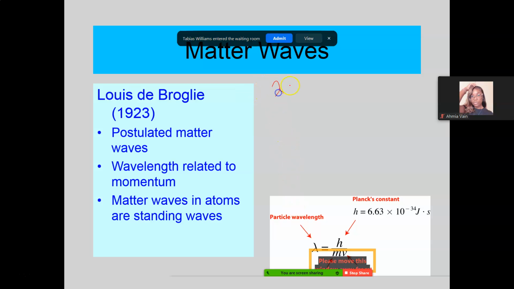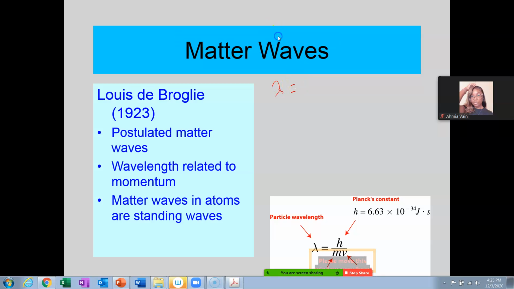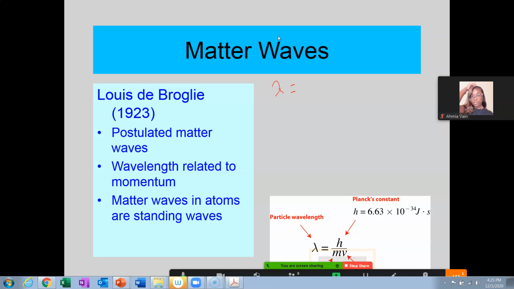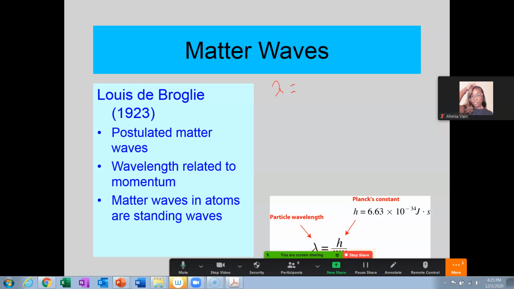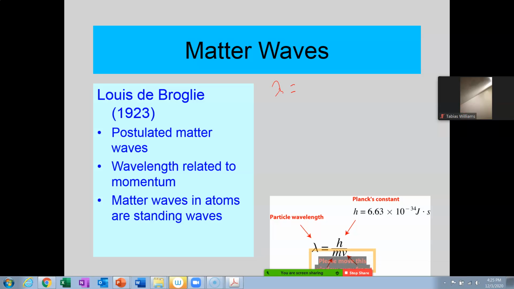Lambda is equal to, oh, here comes Tobias. Hope he wasn't waiting long. I didn't notice him. He was on a blue background, so I didn't even notice it. Tobias is here. Okay.